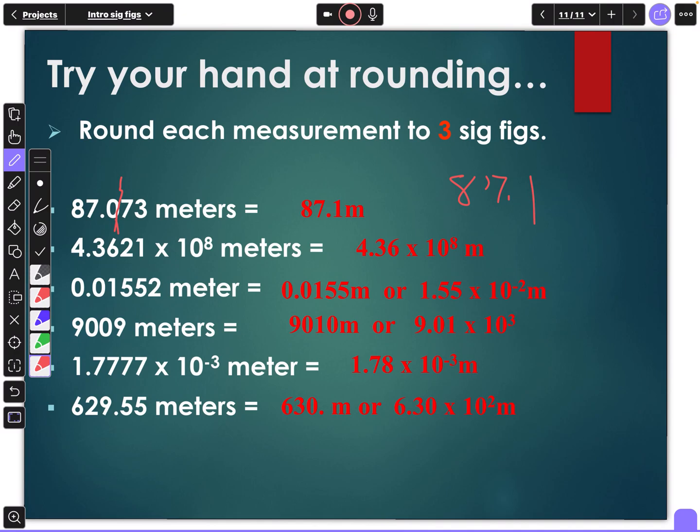So that makes sense. Now if I want to round 4.3621 times 10 to the 8th meters to 3 significant figures, I would, again, disregard this. Right now, 4.3621 has 5 significant figures. I want it to just have 3. I'm going to have to cut it off right here, and that would become 4.36, and it would stay at 6 because there's a 2 after that. 4.36, and then I'd put the times 10 to the 8th, and that would be 3 significant figures.